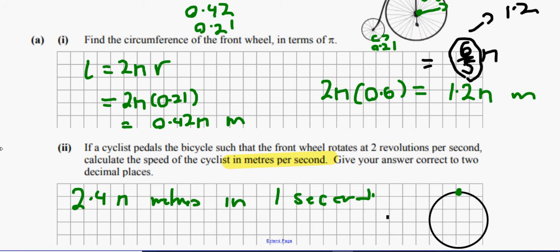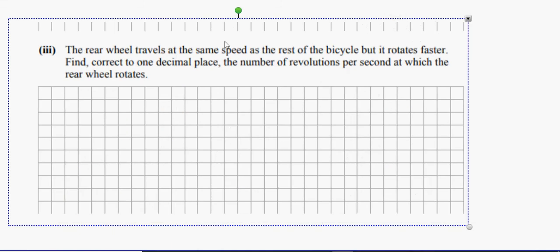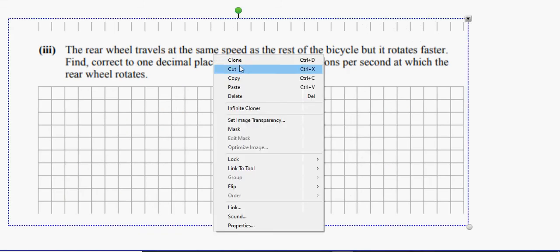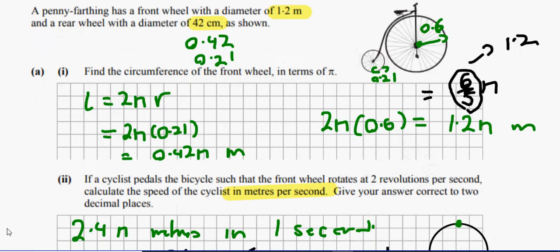All right, so 2.4 pi is actually 7.54 meters per second. Are we cool with that? 7.54 meters per second. That's how fast it's going. Okay, now we're going to go for the next question. I'll copy and paste it back onto the original page.